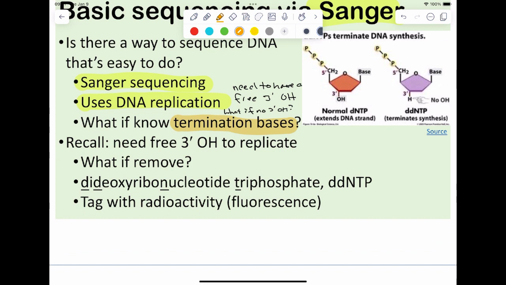That type of base where we can terminate, meaning force DNA replication to stop. Doesn't matter if the sequence is supposed to stop replicating or not, it will stop because I put this base in. These are referred to as dideoxyribonucleotide triphosphates, or DDNTPs. There's the di, meaning two. This is deoxy, meaning no oxygen.